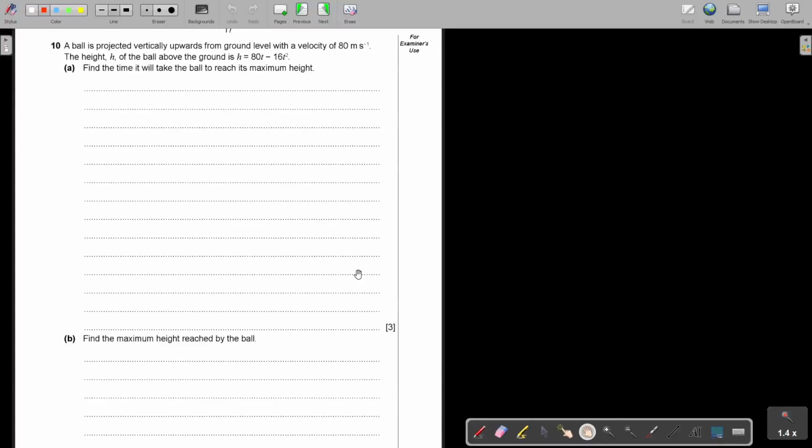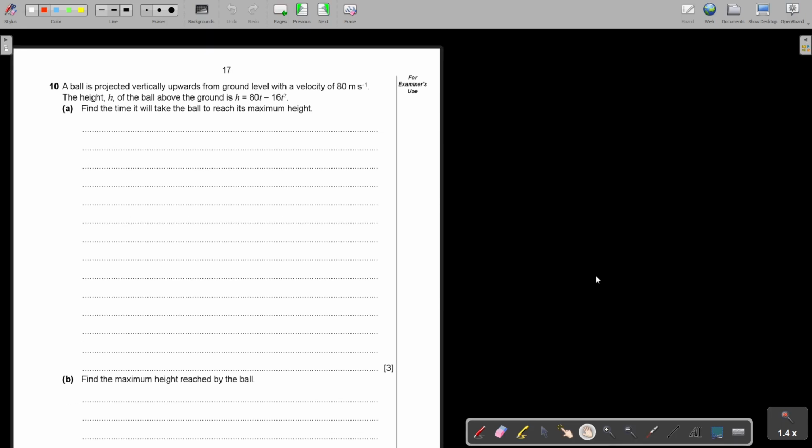Question number 10. A ball is projected vertically upwards from ground level with a velocity of 80 meters per second. The height of the ball above the ground is h equals 80t minus 16t squared. Find the time it will take the ball to reach its maximum height.